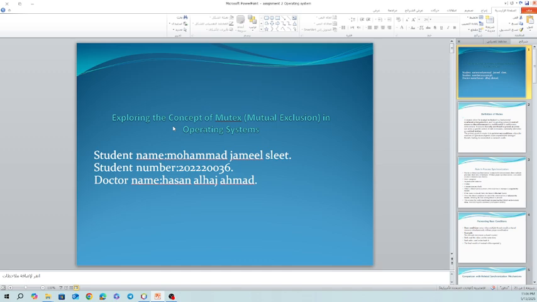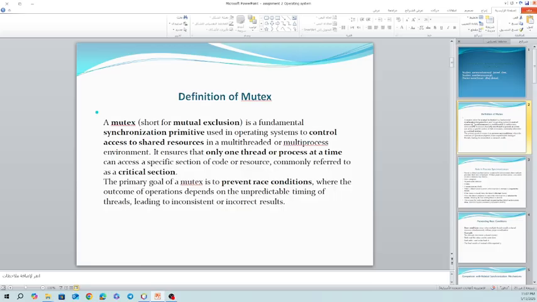Exploring the concept of mutex, mutual exclusion, in operating systems. Definition of mutex: a mutex, short for mutual exclusion, is a fundamental synchronization primitive used in operating systems to control access to shared resources in a multi-threaded or multi-process environment. It ensures that only one thread or process at a time can access a specific section of code or resource, commonly referred to as a critical section. The primary goal of a mutex is to prevent race conditions, where the outcome of operations depends on the unpredictable timing of threads, leading to inconsistent or incorrect results.